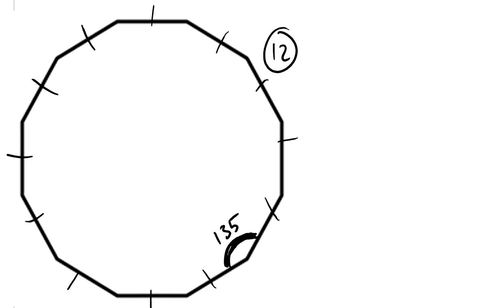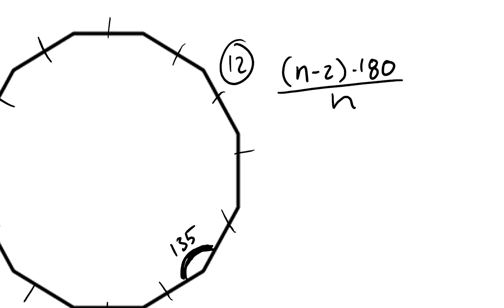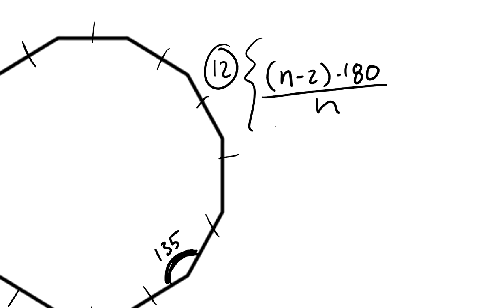One of the strategies would be to use the fact that if we take the number of sides and subtract 2, multiply that by 180 and divide by the number of sides, that gives us the size of one of these angles. So we could just go ahead and say, hey, look, this expression right here is the measure of one of the internal angles of a regular polygon. And we could say, look, that's 135. Solve this for n, and then we'll know how many sides it has.